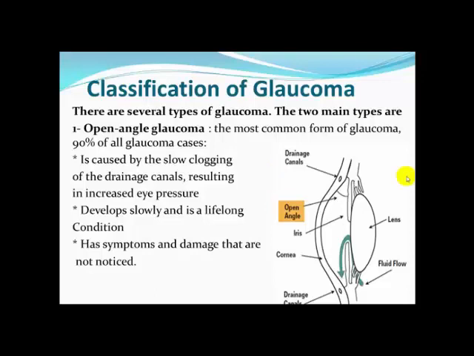Open angle glaucoma is caused by the slow closing of the drainage canal, resulting in increased eye pressure. It develops slowly and is a lifelong condition. It has symptoms and damage that are not noticed, as signs and symptoms appear slowly and gradually.